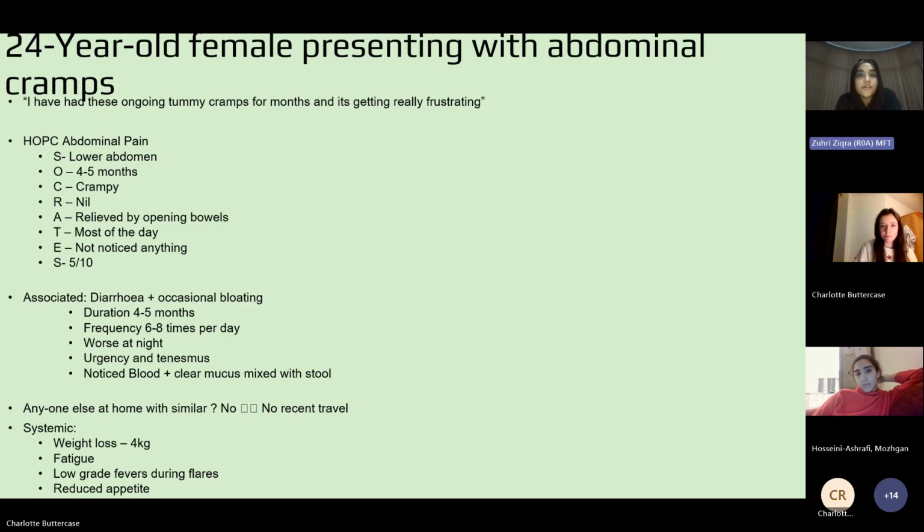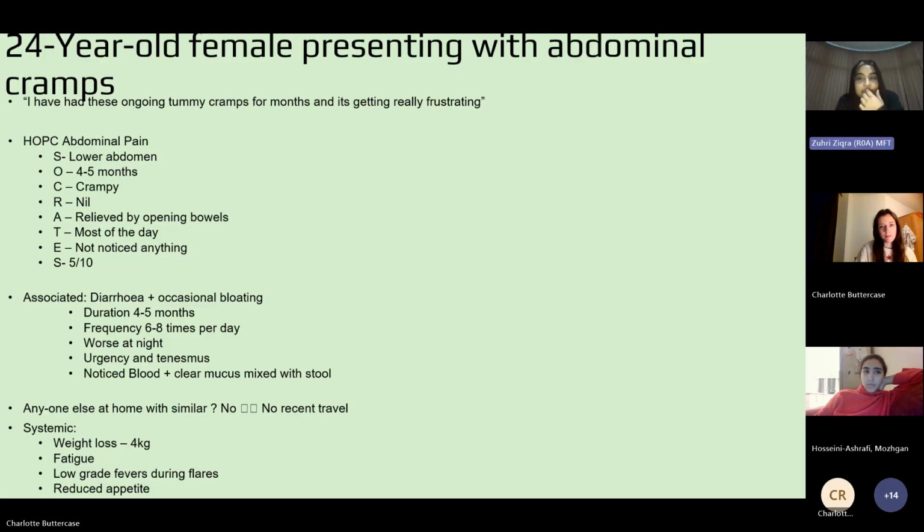Good, any changes to bowels, perfect. So they've had diarrhea, a bit of occasional bloating that they've noticed, again, over the same time period. Good, someone's asked if there's a night theme. What's the significance of the nighttime theme for that person that's just asked? Frequency, it's quite frequent, 6 to 8 times a day. It seems like it is affecting them. Ongoing loose stools. And yes, it was worse at night. Well done for whoever asked that.